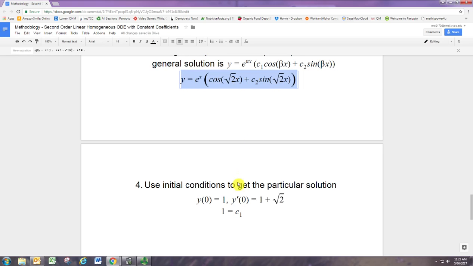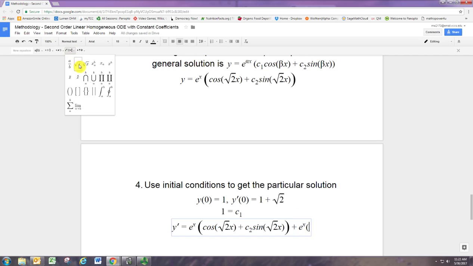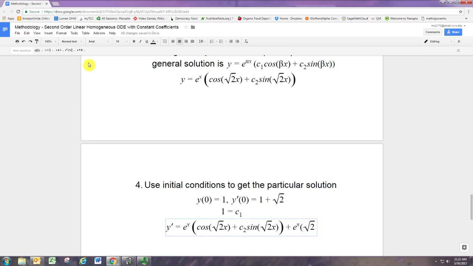What about the derivative of this thing? To take the derivative of that to find out C2, I use the product rule, so the derivative of e to the x is e to the x times the cosine sine part, plus e to the x times the derivative of the cosine sine part. Right? The derivative of the cosine, can have that square root of 2 come out, and then it's going to be a negative sine. And then we're going to have C2, and a square root of 2 will come out of there as well. And the derivative of the sine is the cosine.